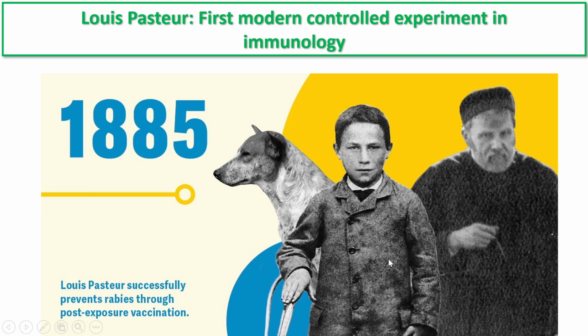And let's take the third story of Louis Pasteur. He has done the first modern controlled experiment in immunology. So what he has done, Louis Pasteur successfully prevented rabies through post-exposure vaccination.